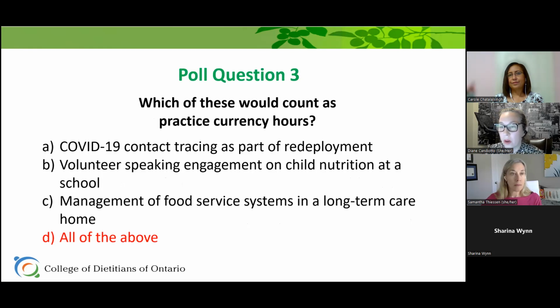Again, those temporary redeployment activities that we've heard about during the pandemic, with many dietitians in Ontario being redeployed, are authorized to engage outside of their scope of practice to respond to, prevent, or alleviate the effects of COVID-19. And we thank you for your service. Thank you for caring for Ontarians during this time.